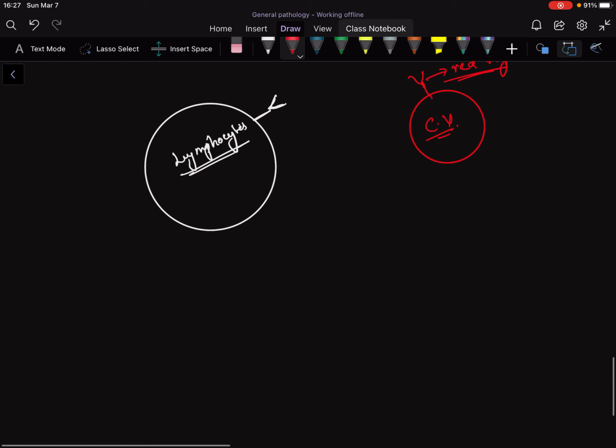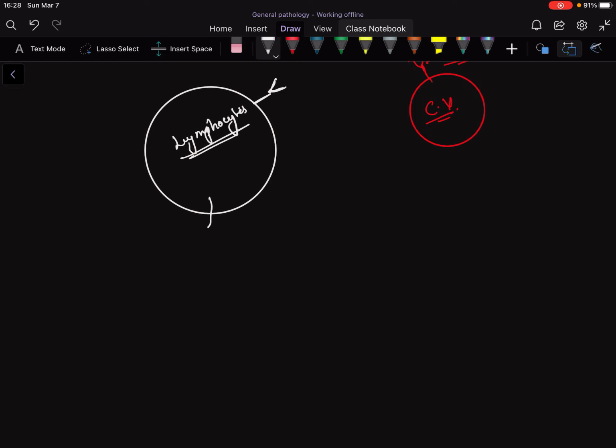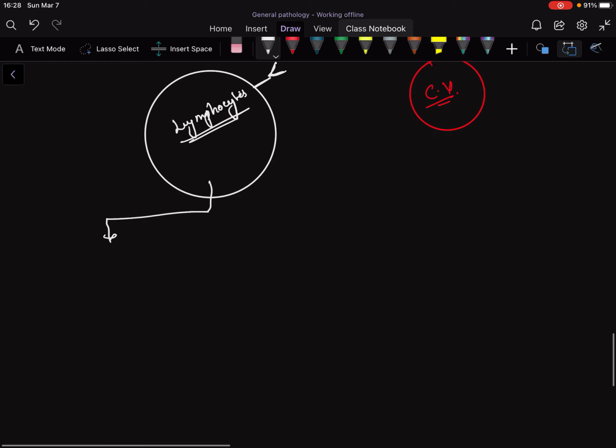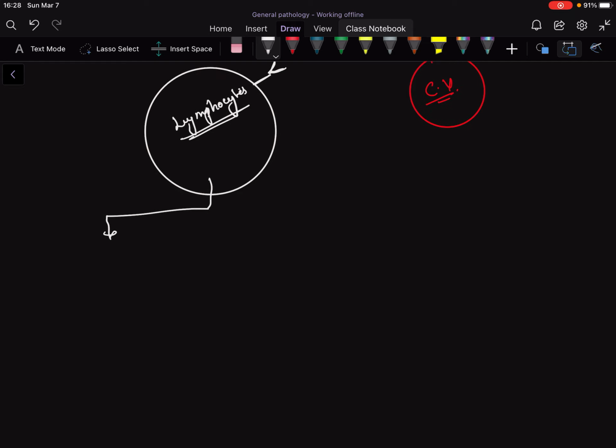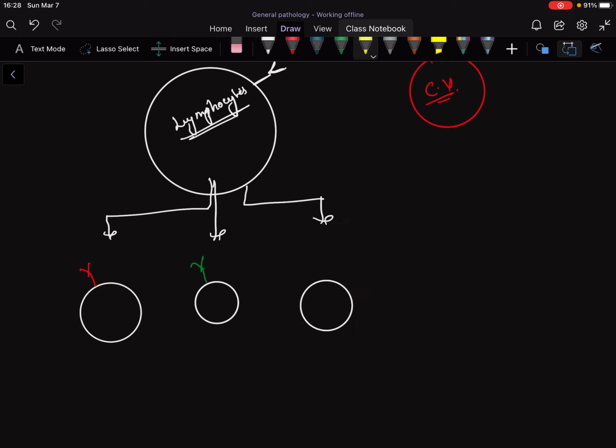So what do these lymphocytes do? These lymphocytes have this proliferation capacity. They have a different type of proliferation. So suppose these lymphocytes have red receptors, and these lymphocytes here have green receptors, and here are other lymphocytes having, suppose, blue receptors. So we want red receptors because the coronavirus has the red type of antigen. So we want this.